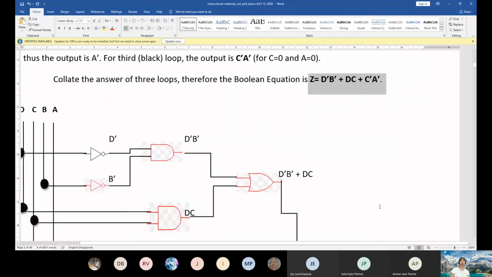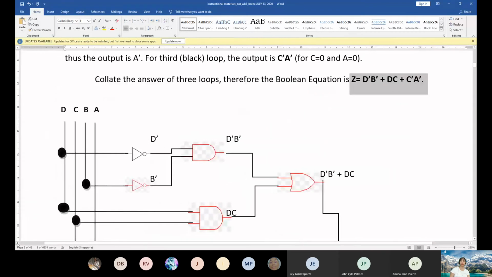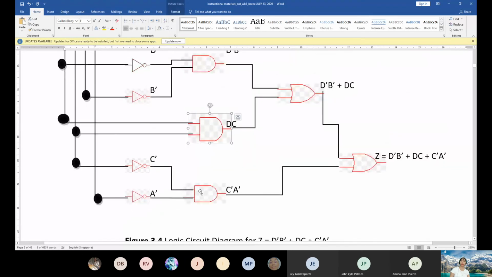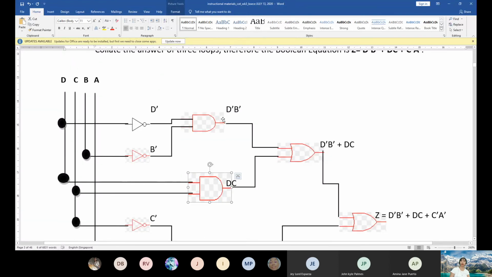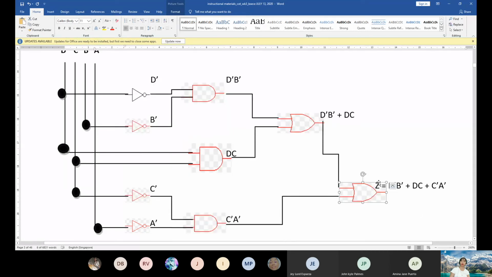Okay. So given the equation, how are we going to draw the circuit? We have D prime B prime here. We have four inputs: D, C, B, A. D prime B prime, then add it, plus DC, and C prime A prime. Then OR these together, D prime B prime plus DC, and another OR gate to put them all together such that we have Z equal to D prime B prime plus DC plus C prime A prime.